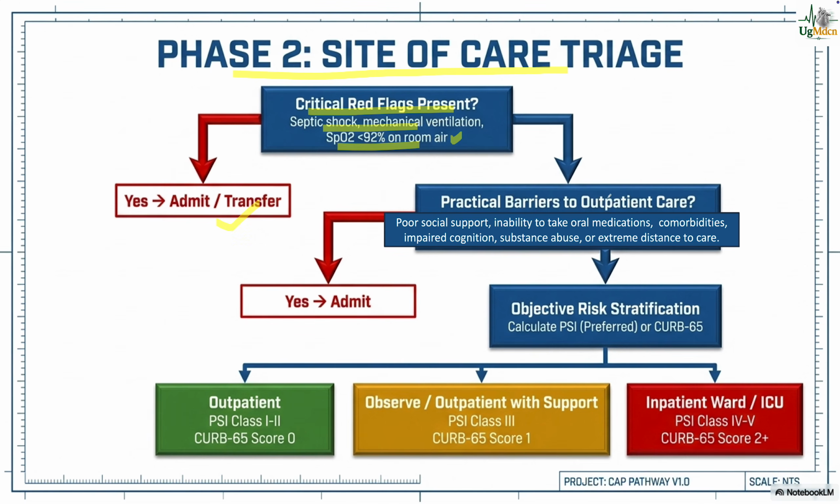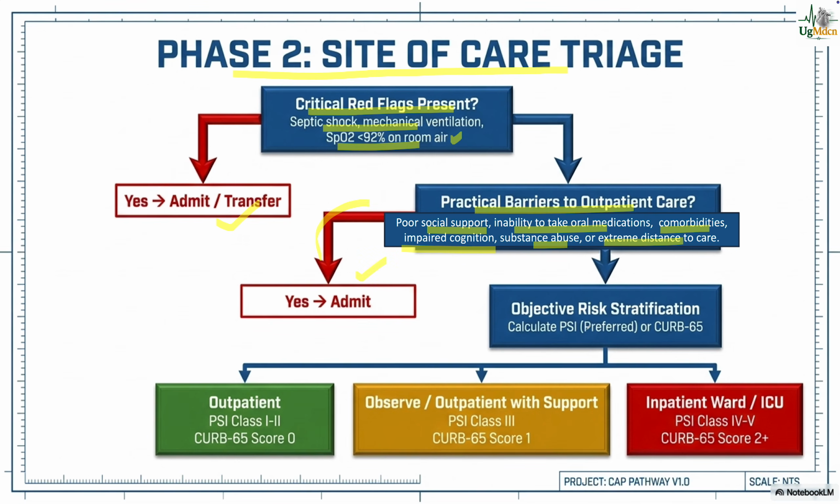Then, assess practical barriers to outpatient treatment, including poor social support, inability to take oral medications, significant comorbidities, impaired cognition, substance abuse, or living far from a medical facility. If any of these are present, hospital admission or transfer is necessary.